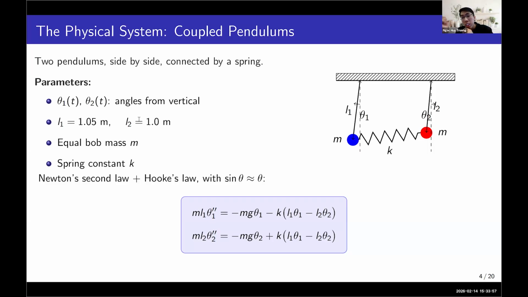This system produces a nice, beautiful behavior where they oscillate back and forth. Using our physical laws, Newton's second law and Hooke's law, we arrive at this equation. This is a system of second-order ODEs, and this is the stage for everything that follows.